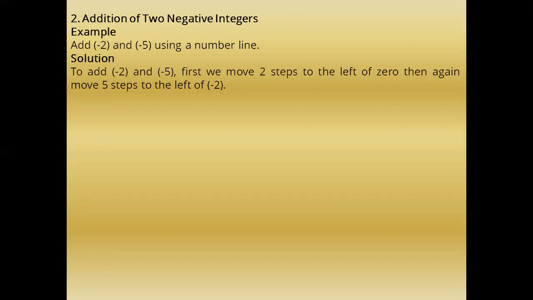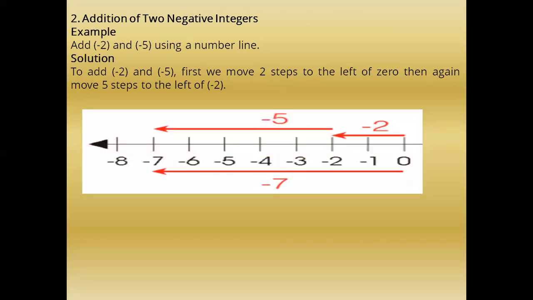So addition of two negative integers, minus 2 and minus 5, using a number line. To add minus 2 and minus 5, first we move two steps to the left of 0. This is two steps, 0 to minus 2. Then again move 5 steps to the left of minus 2. This is the minus 2. We will move 5 steps from minus 2. Then we will get minus 7.